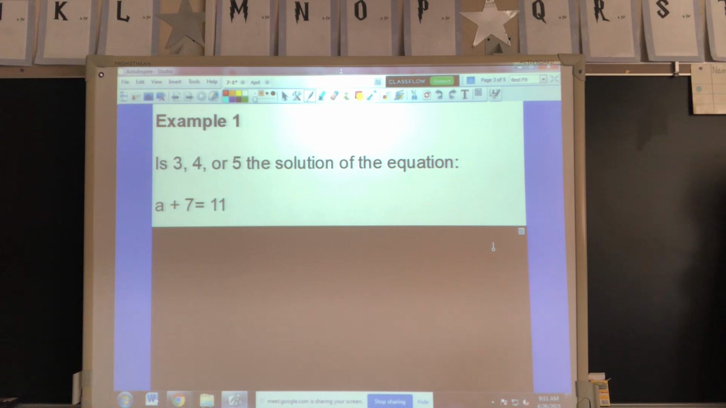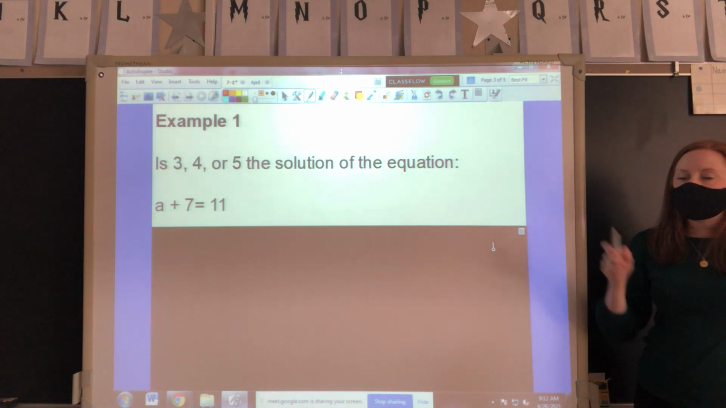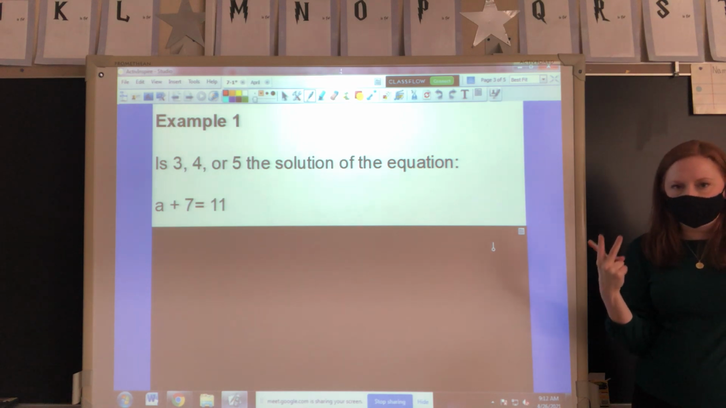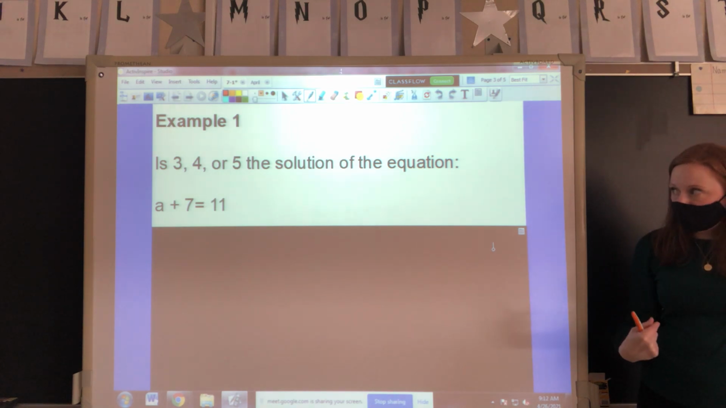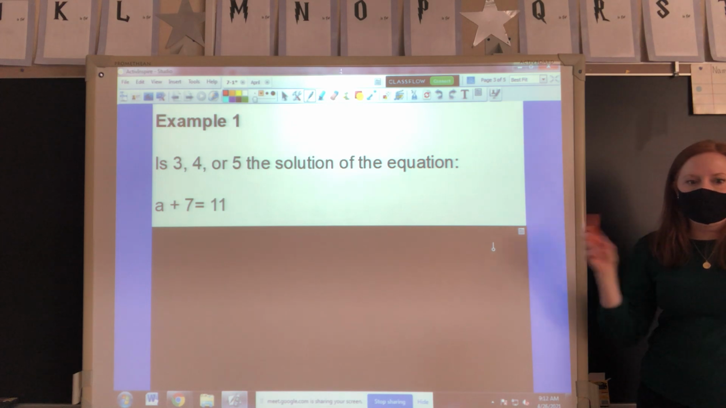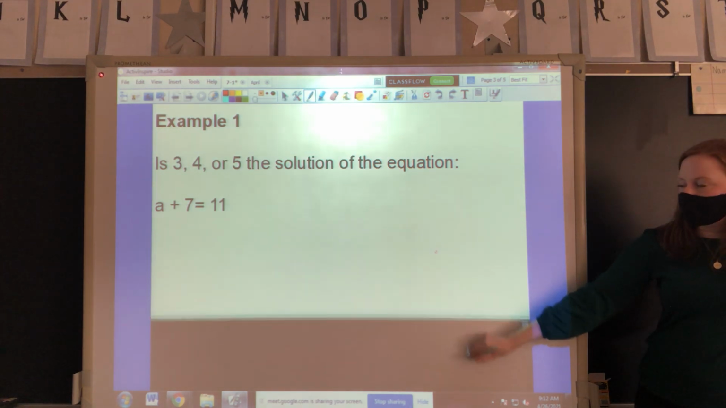I want you to have some examples here. So this is one of those things. Now, they give you some numbers. So for this one, you can do this 2 different ways, whichever works for you. The first way is you can substitute the numbers that they give you in place of the variable a. So we'll do that way first.